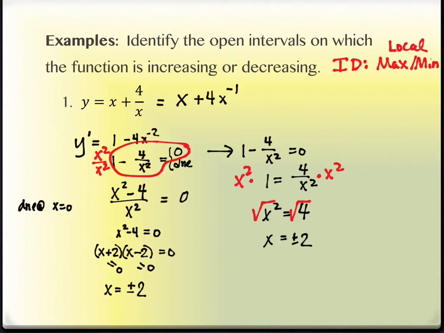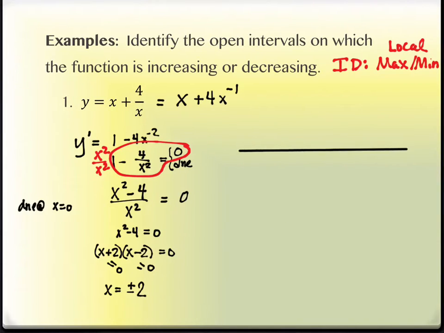2 and negative 2 and 0. We've got 3 different critical points, right? Positive 2, negative 2, and 0. So here's what we're going to do. We're going to create a number line. I'm going to go ahead and delete this part on the right-hand side just to have some more space to work, okay?